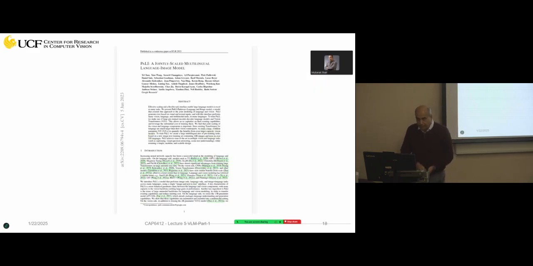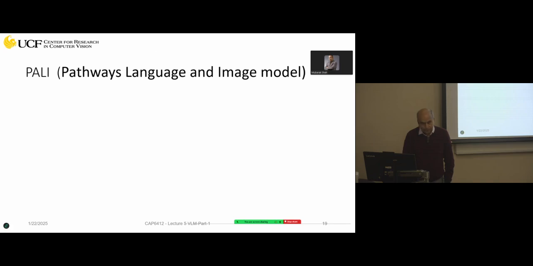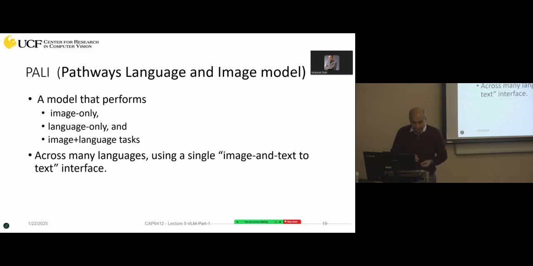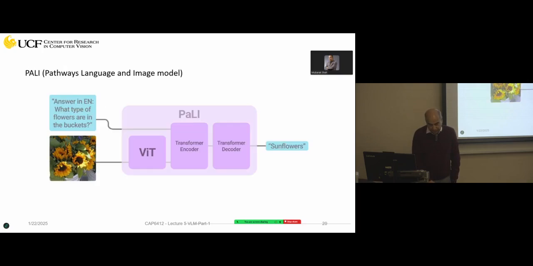Okay, so next one we are talking about PaLI. So this is a multilingual language image model, the Pathways language and image model, and that performs image only, language only, and image plus language tasks. And the thing is that it will understand different languages, okay? So, which is good. Not only English, but other languages too. So, the system is very simple. So you have the image, ViT, and you have the text, and then you have the transformer encoder. You combine them, decoder, and the output comes as text.